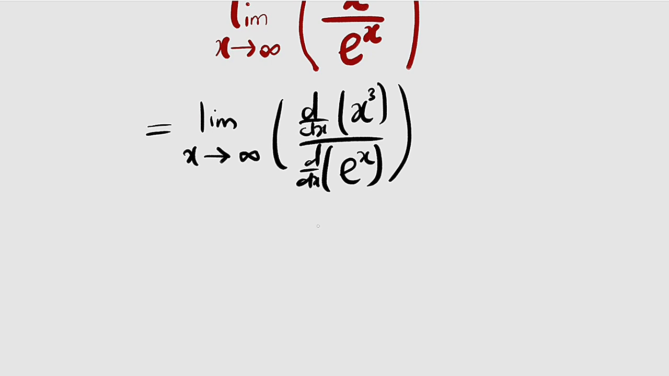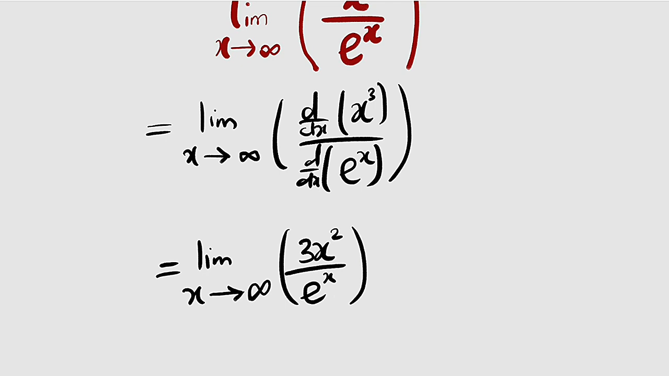If you differentiate x cubed, you are going to obtain 3x squared. If you differentiate e to the x, you are still going to get e to the x. So this is the same thing as the limit as x approaches infinity of this function. And again, if you substitute infinity here, you're still going to get infinity over infinity. Therefore, we are going to differentiate again.